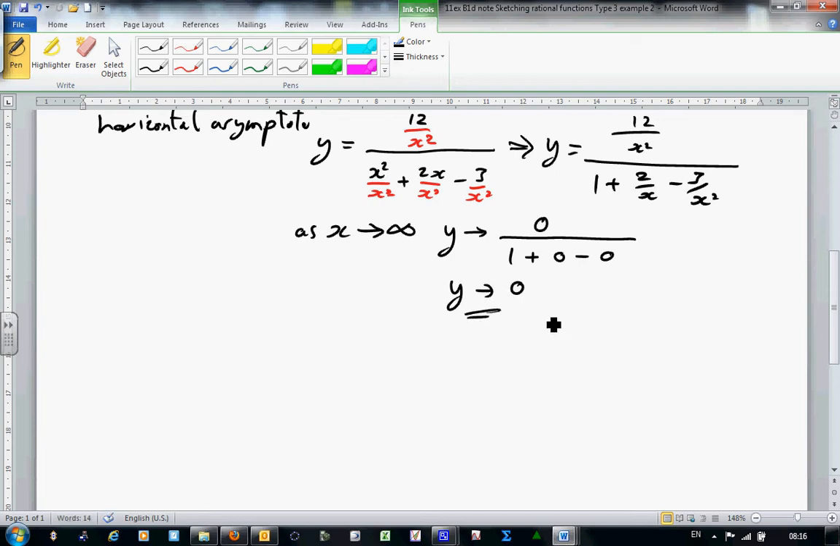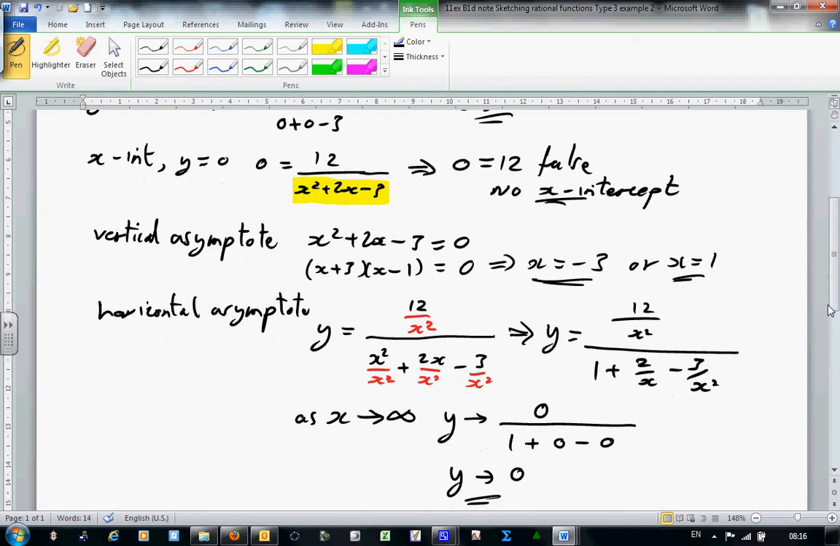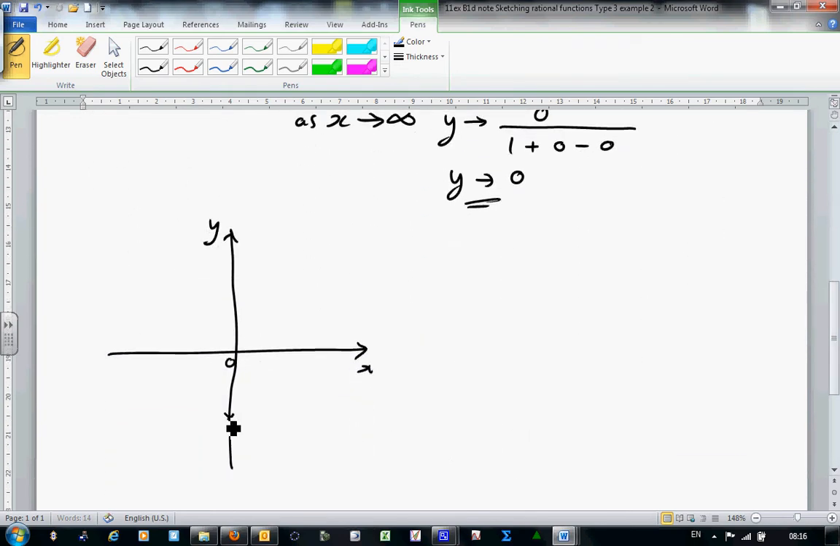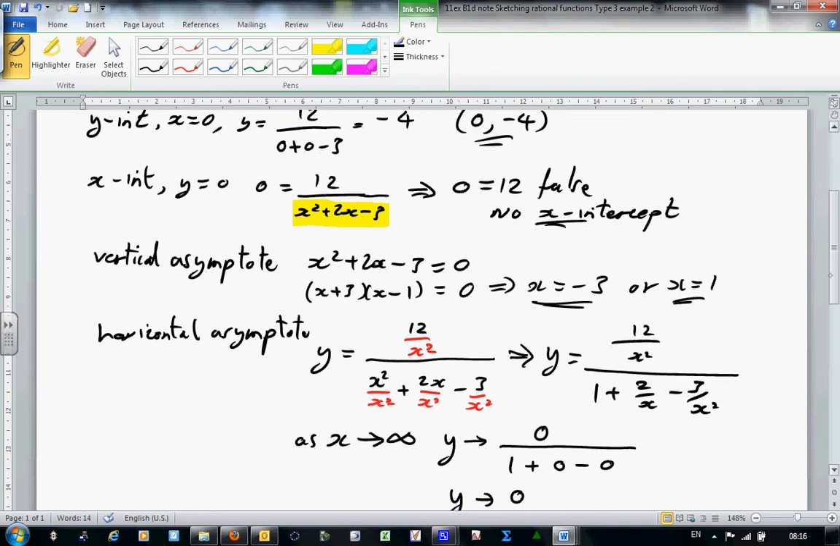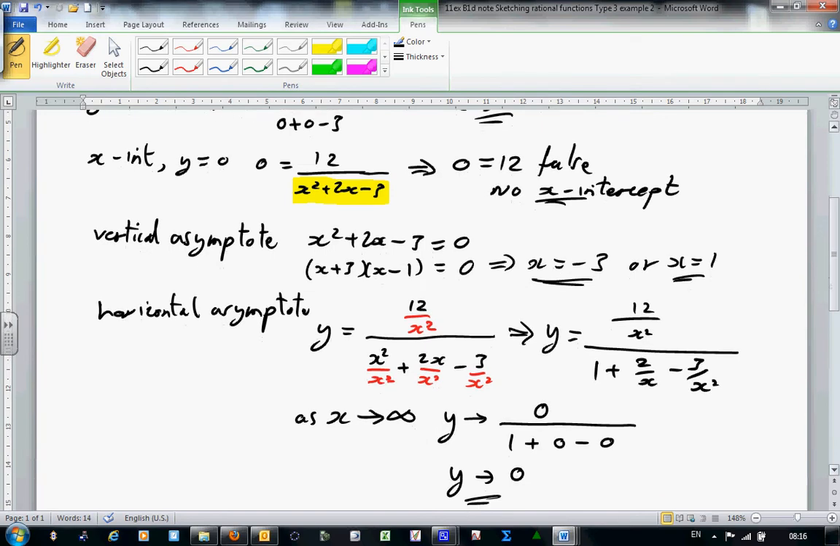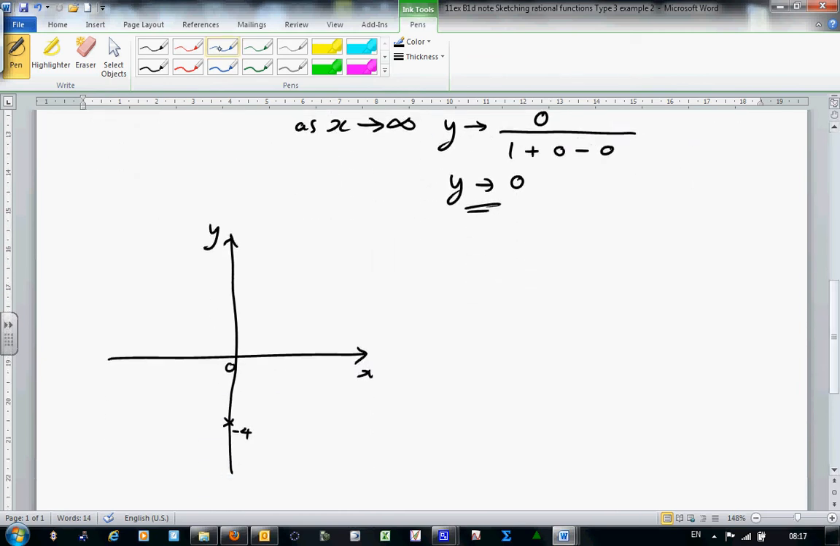I'm going to draw what we've got and then fill in the pieces. So we've got an x, we have a y, we have a 0. Right, let's go. What do we know? We know 0, negative 4. So 0, negative 4, let's say that that's down there. And that's our intercept on the y-axis. X-intercept, there are none. Okay, we have a horizontal asymptote at 0 and two asymptotes at negative 3 and 1. So there's x equals 1. X equals negative 3.